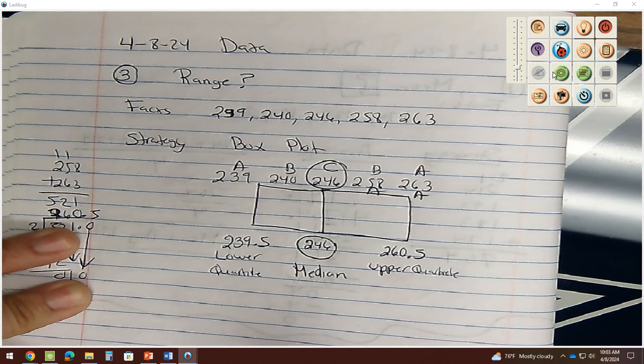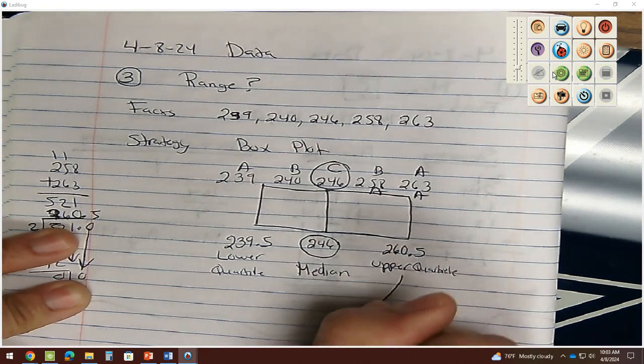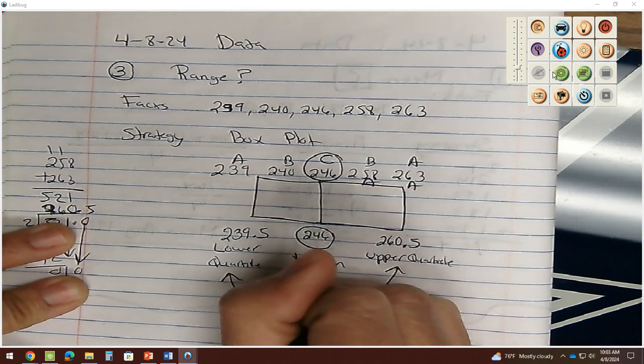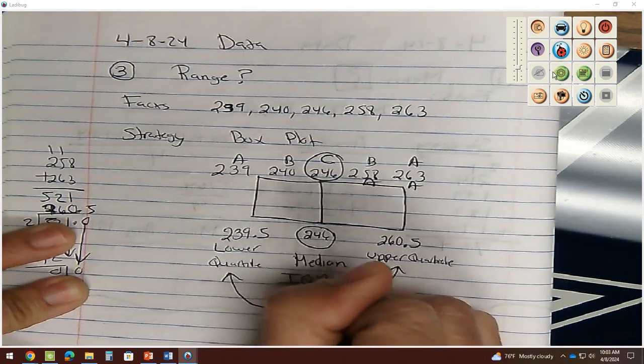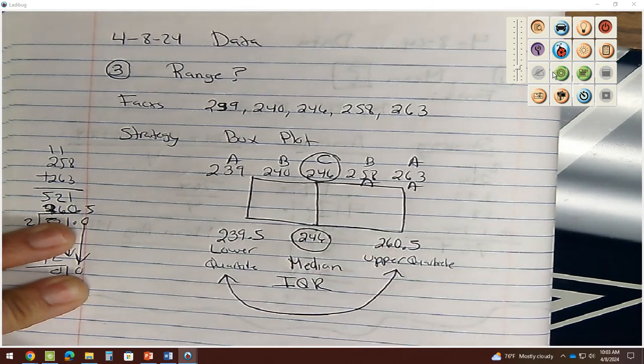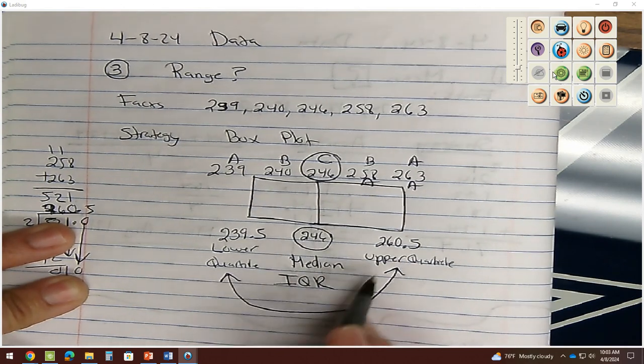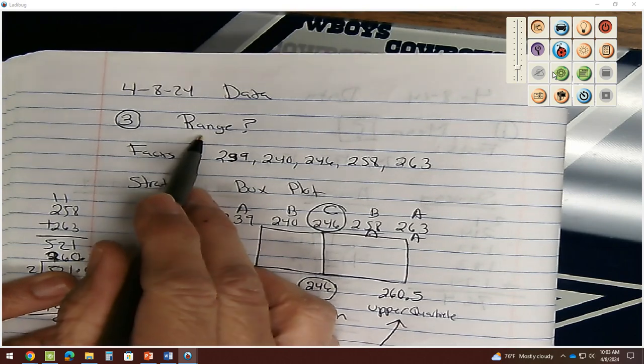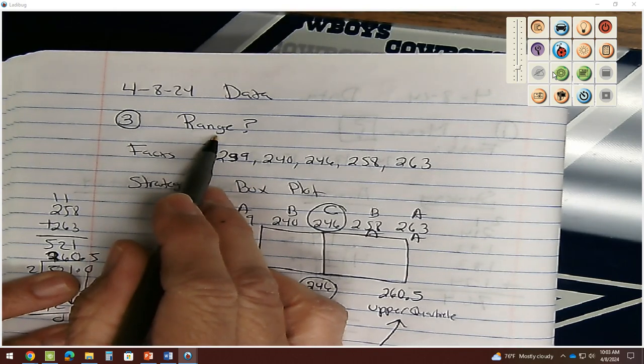And the reason that I could not use these two to answer this question is because these two are used if they would ask me for the IQR. You use these two when they ask you for the IQR. They're not asking for the IQR, they're asking just for range.